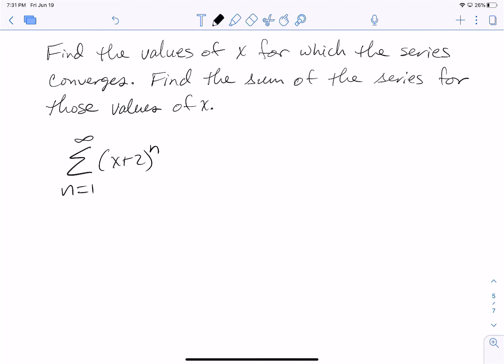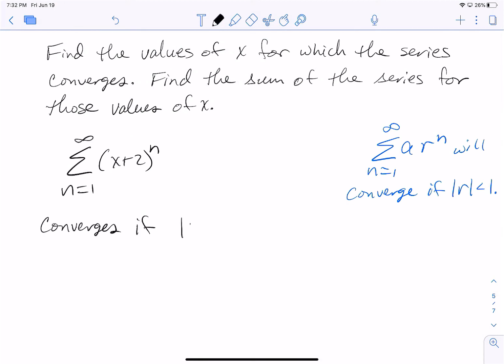If we compare this to a geometric series, the sum as n goes from 1 to infinity of a times r to the n, we know that this will converge if the absolute value of r is less than 1. The comparison is r is the base that has the exponent of n. Here, x plus 2 is the base that has the exponent of n. Therefore, this converges if the absolute value of the base, x plus 2, is less than 1.